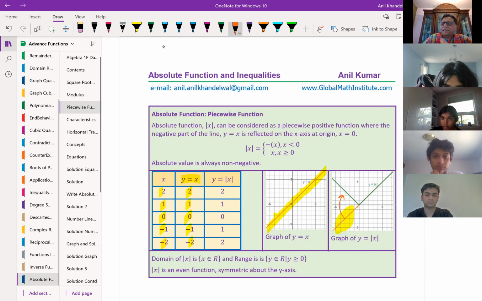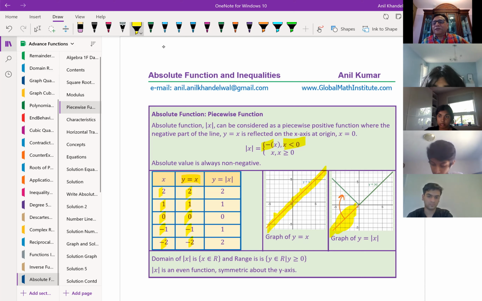Okay. So now I can say that if x is less than 0, that is, if it is in quadrant 3, in that case, what do you do? You reflect it on the x-axis. Reflection means minus of x. That is the reflection. A value is negative, vertically reflected on the x-axis.